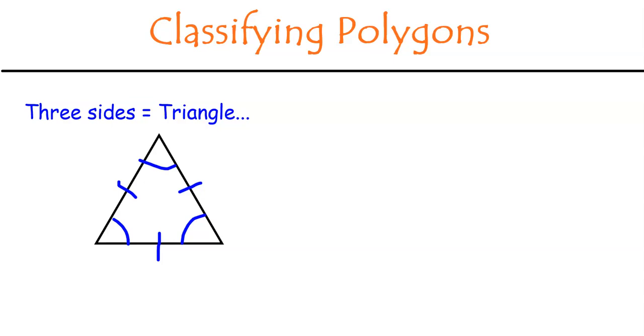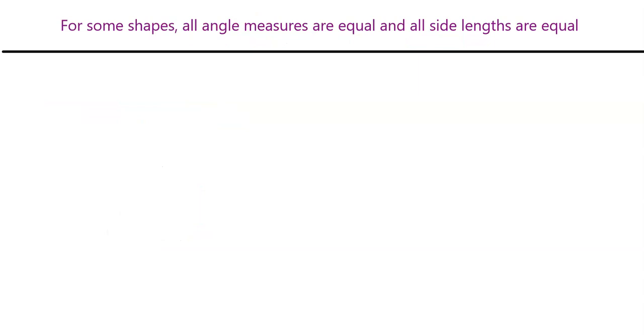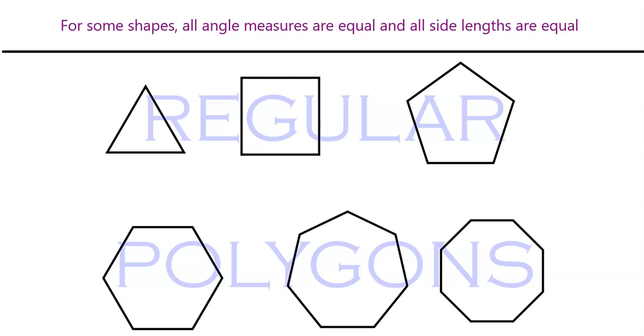Well, of course, that doesn't only happen in triangles, and it can happen in a lot of different polygons too. So for some of these shapes, they have special versions of each of the types of polygons where all angle measures are equal and all side lengths are equal. If every side is congruent to every other side and every angle is congruent to every other angle, that is something we call a regular polygon. So you can see examples of regular triangles, quadrilaterals, which we call a square, pentagon, hexagon, heptagon, and octagon.